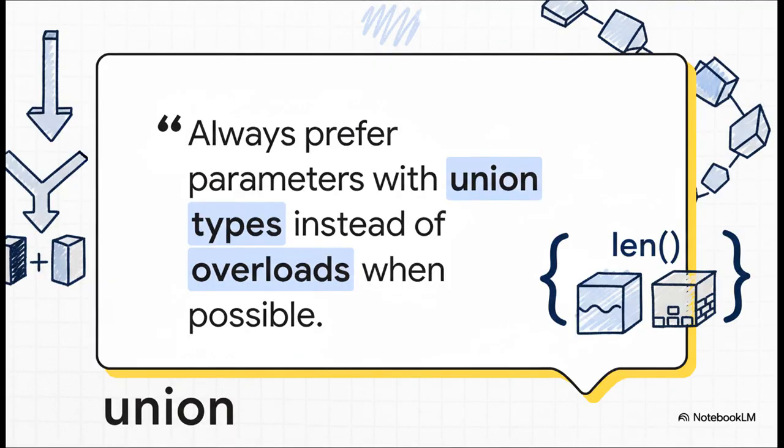But a little word of caution here. While overloads are really powerful, they can get complicated fast. The official guidance is pretty clear: if you can do the same thing with a simpler union type, you probably should. For instance, a function that gets the length of a string or an array is so much cleaner as len(x: string | any[]) than as two separate overloads. It's just easier to write and easier for TypeScript to figure out.